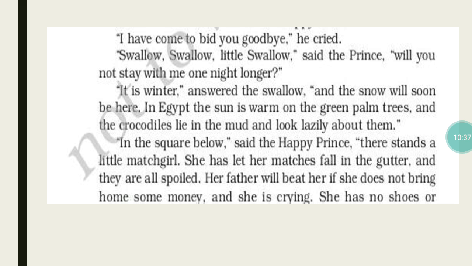Here it is. So listen. Now this was the third assignment. The Happy Prince said that there was a match girl. There stands a match girl in the square below. So he had seen a match girl. She was a little girl, and all her matchsticks had fallen in the gutter. Gutter, sewage.